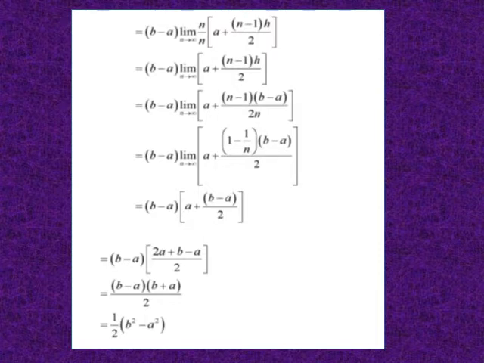So putting that value, we will get b minus a limit n tends to infinite a plus n minus 1 b minus a upon 2n. So taking n common from the numerator and dividing by n, we will get b minus a limit n tends to infinite a plus 1 minus 1 upon n b minus a upon 2. And since 1 upon n tends to 0 because n tends to infinite, so we are getting b minus a limit will become a plus b minus a upon 2. So after simplifying this value, we will get our final answer as half b square minus a square.